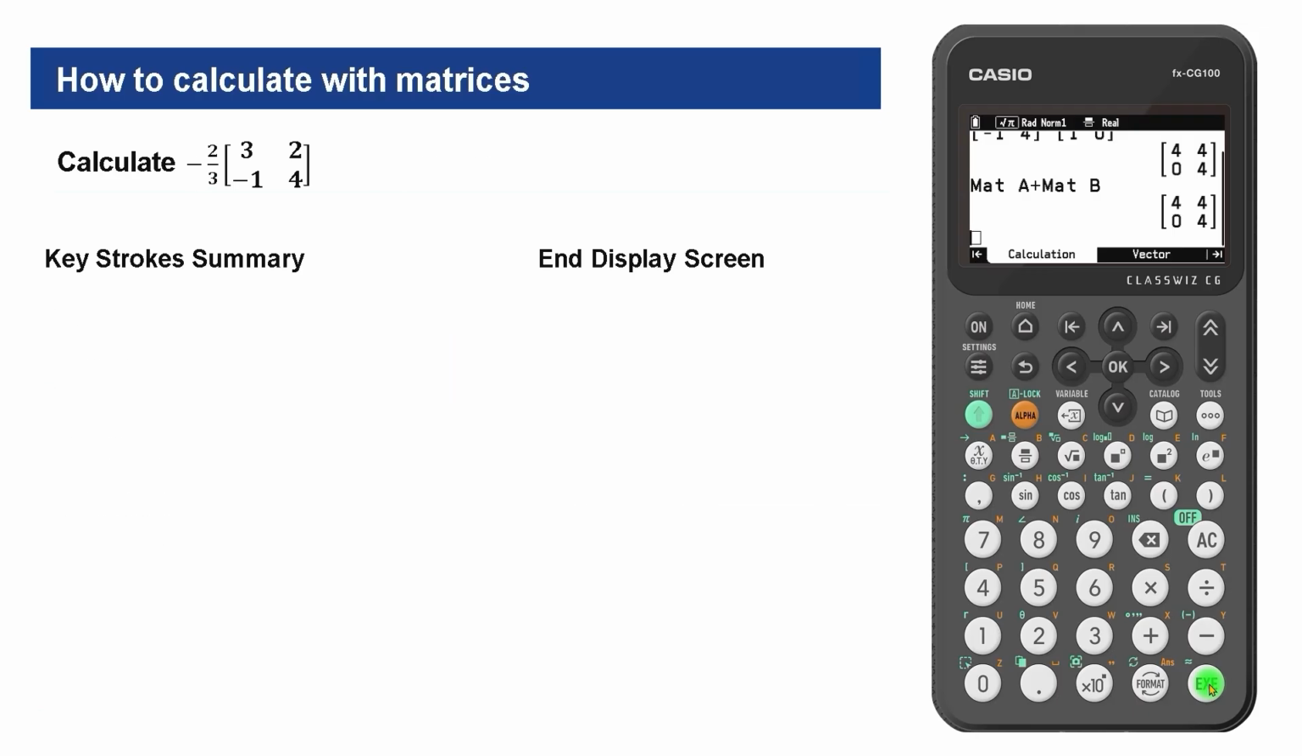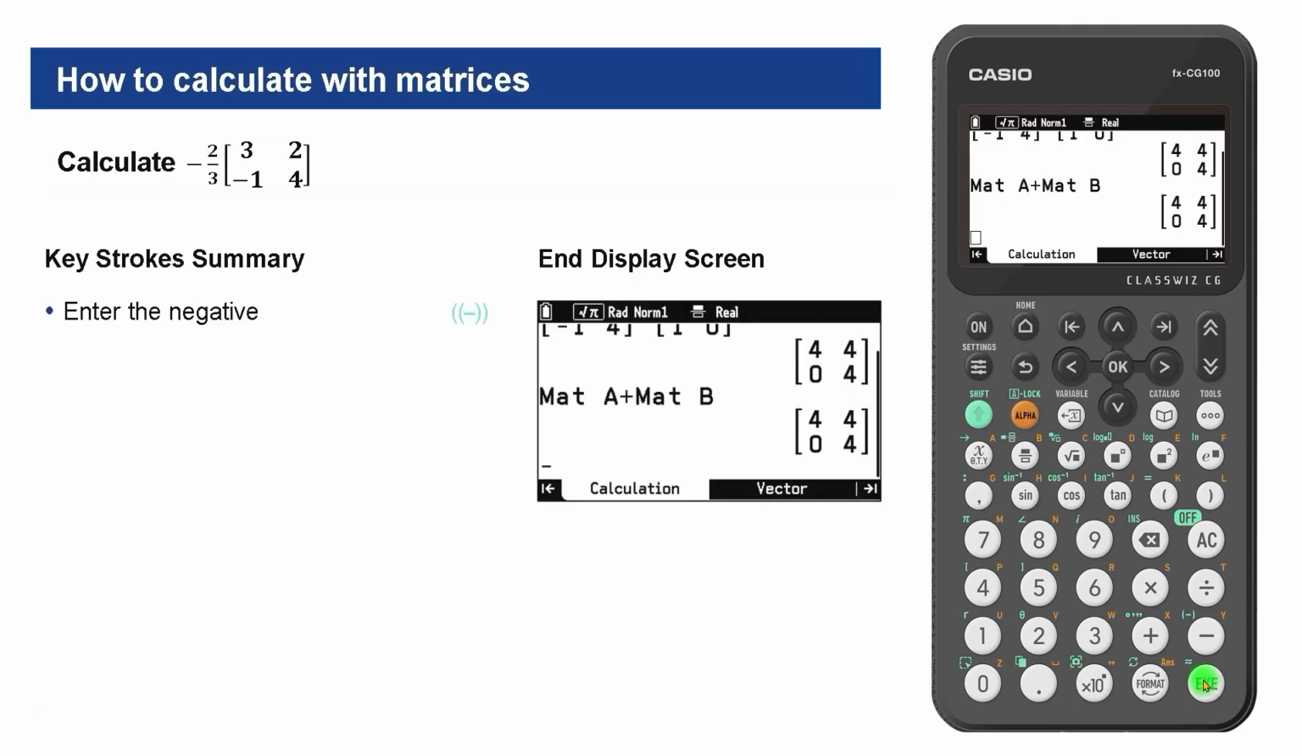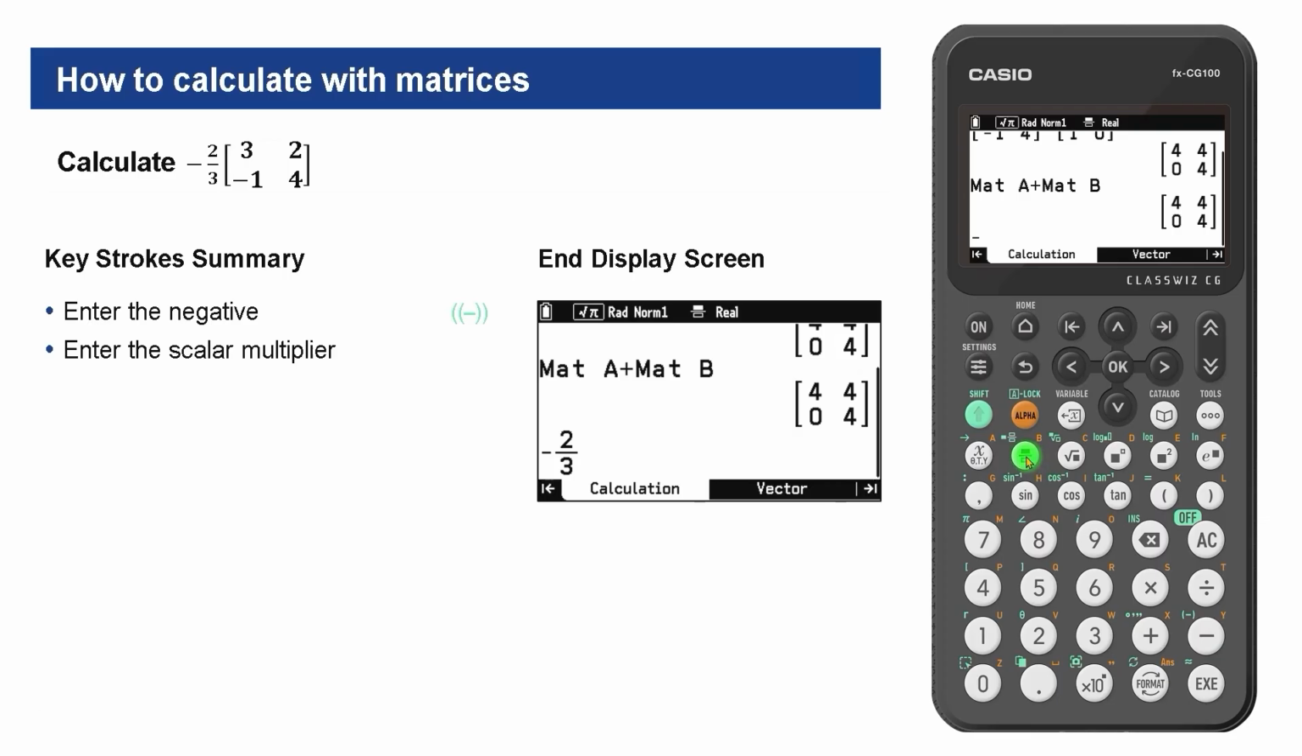Scalar multiplication of matrices can also easily be calculated. For this negative multiplication, first enter the negative using Shift and Subtract. Then enter the scalar multiplier using the fraction template.